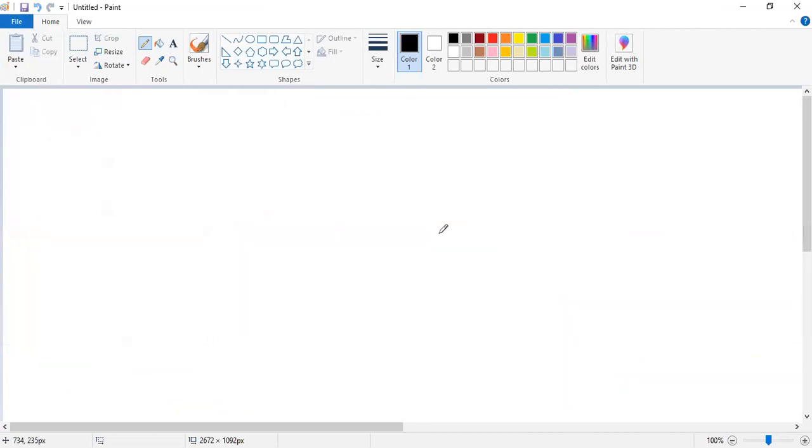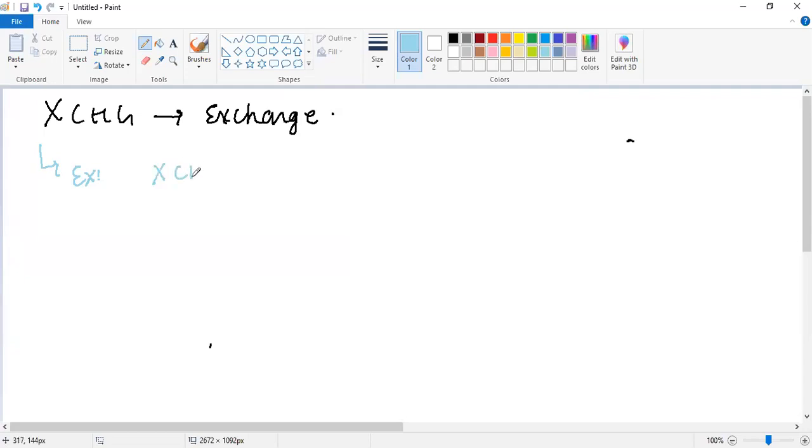Now there is something called exchange, as I told you yesterday. This might also come in your examination. This stands for exchange. The instruction is XCHG. So this much only we have to write. If we notice, this one is your implied addressing mode.